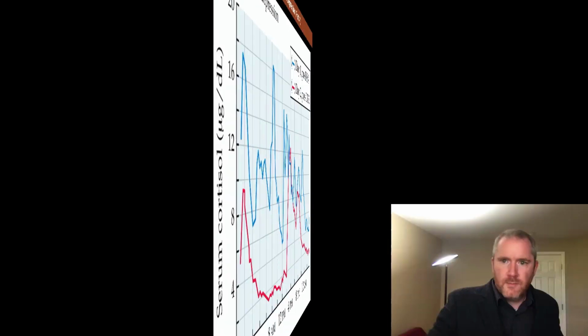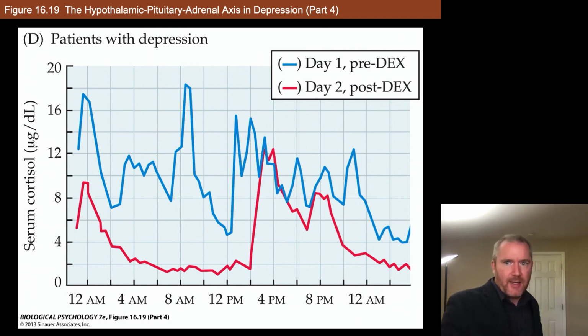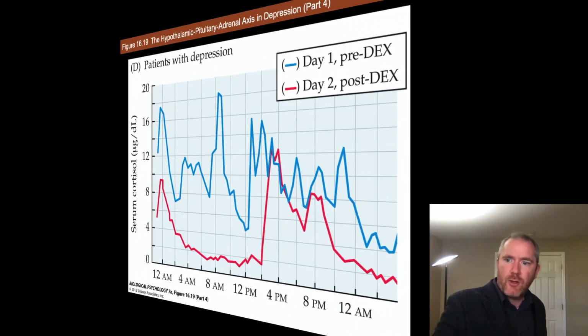because it is activating that negative feedback loop. So in contrast here, you can see the pre and post effects of dexamethasone suppression in a depressed patient, at least in one who seems to have dysfunction in the HPA axis. So here you can see no real reduction in cortisol despite adding the glucocorticoid that would trigger the negative feedback mechanism. So it seems like that negative feedback mechanism is broken a little bit in this patient.